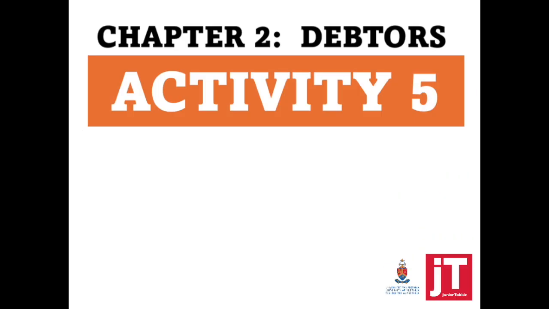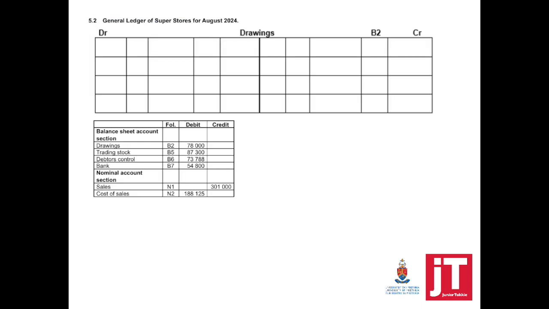We're going to look now at Chapter 2, Activity 5. Completing the General Ledger. Remember that they've only asked you to do some of the ledger accounts. So we're going to look at each one individually. So we're starting with drawings. Step number 1, write down the opening balances.